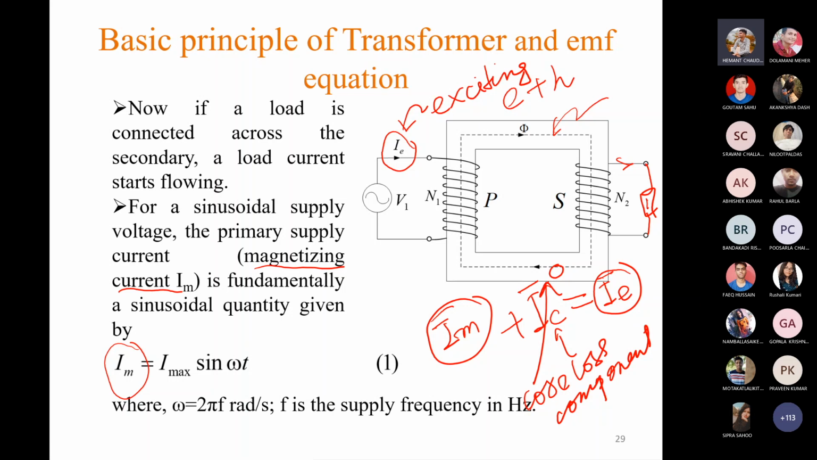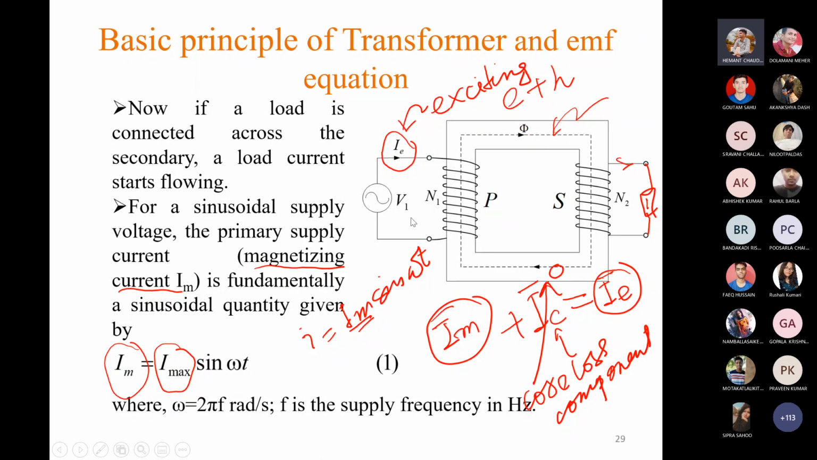So Im equals I max sin omega t. Normally we express any current as i equals Im sin omega t, where Im is the maximum amplitude, but this current itself is denoted by the symbol Im. That is why this is I max. And omega t, t denotes the variation with respect to time, and omega is the angular frequency in radian per second, that is the supply frequency, and omega is equal to 2 pi f, where f is the frequency in hertz or CPS, cycles per second.